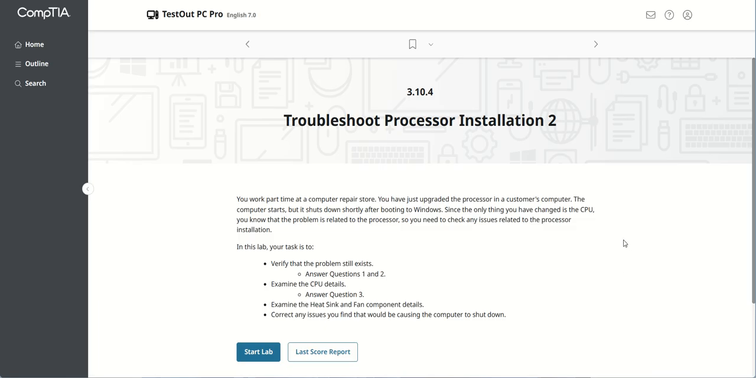In this lab, your task is to verify that the problem still exists, answer questions 1 and 2, examine the CPU details, and answer question 3. Examine the heatsink and fan component details. Correct any issues you find that would be causing the computer to shut down.